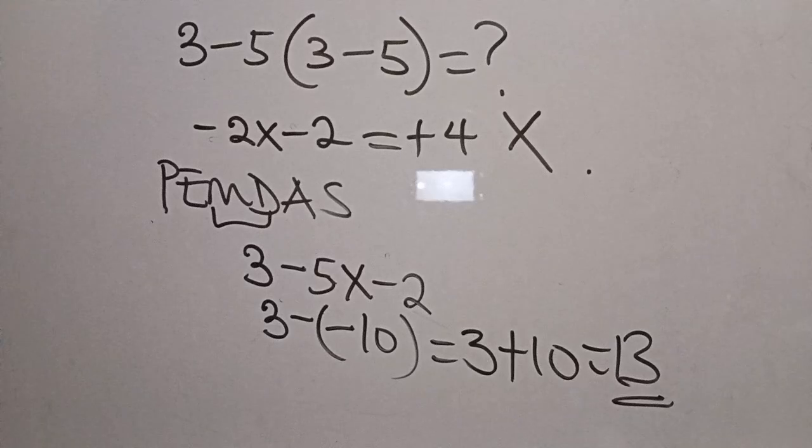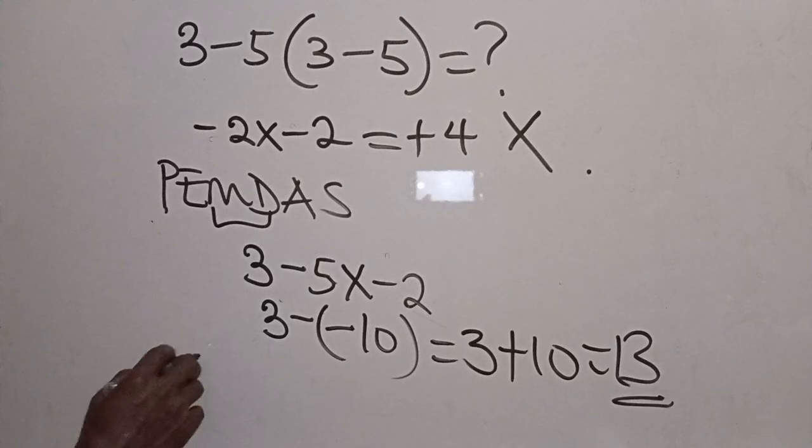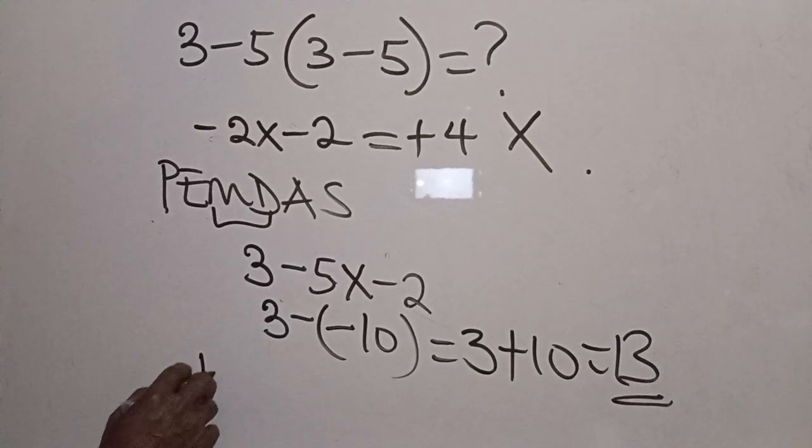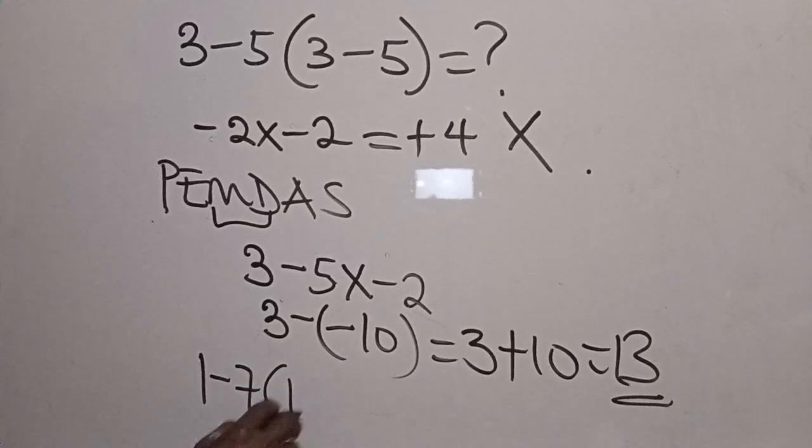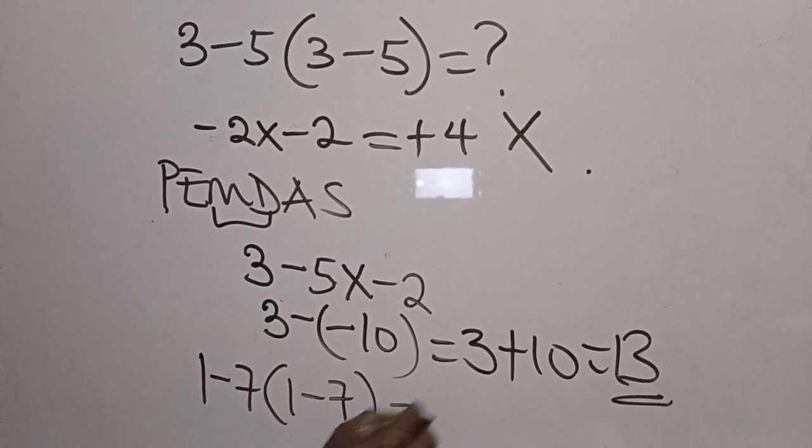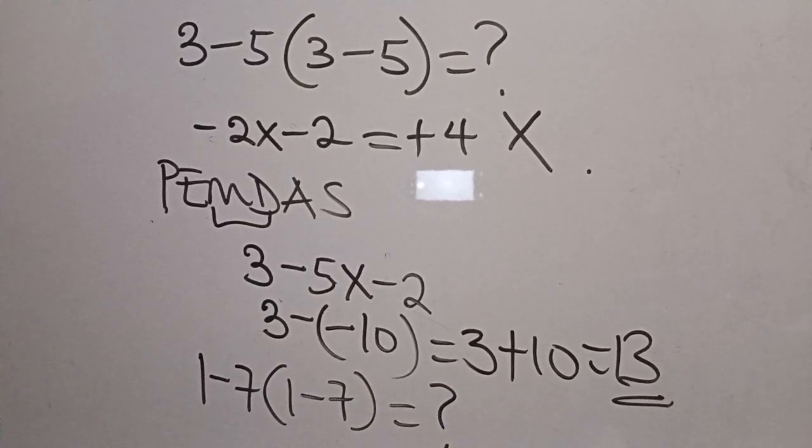Now try this and write the answer in the comment section. Find the evaluation of this: 1 minus 7(1 minus 7). So what is the answer to this? Write your answer in the comment section.